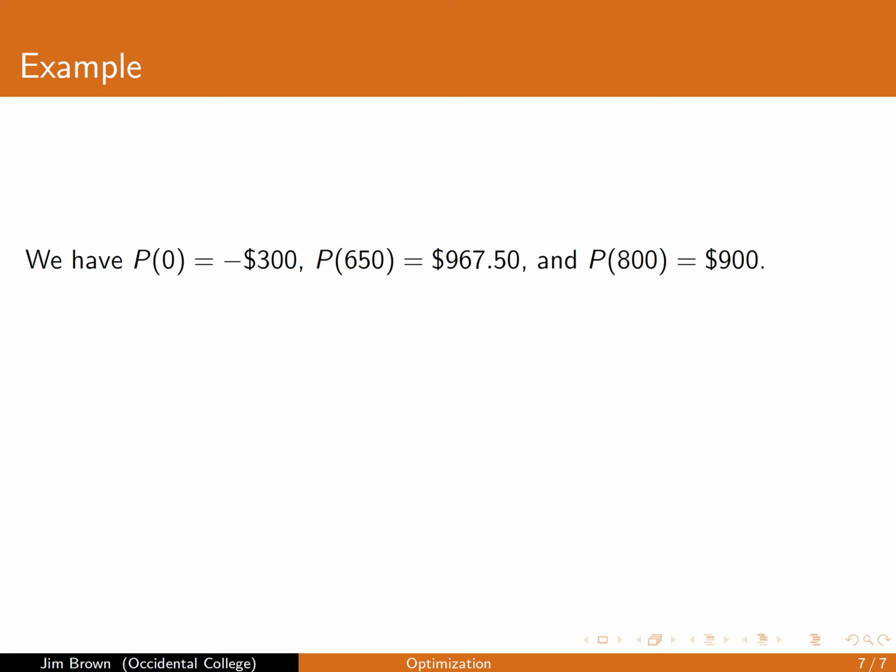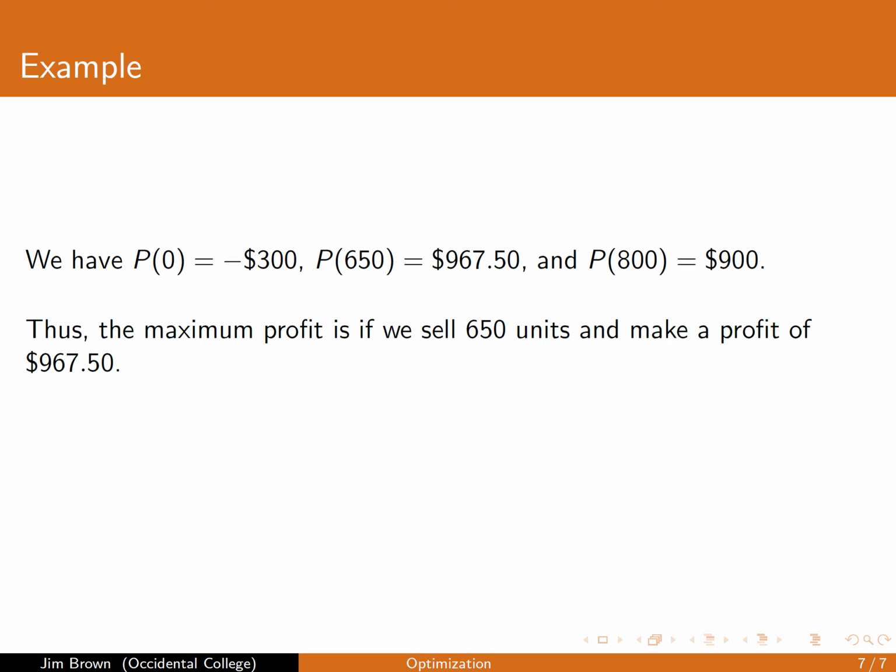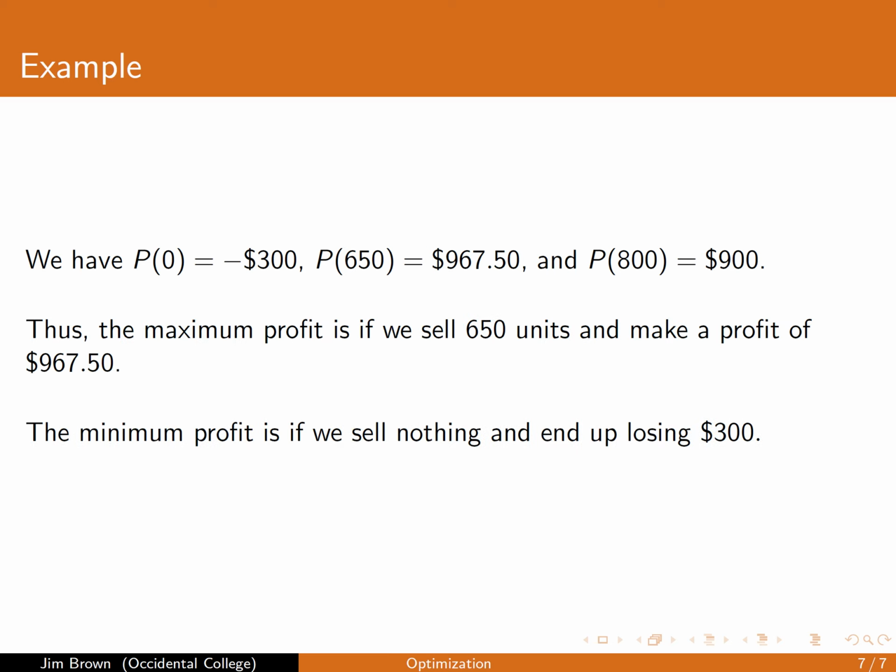P of 650 is $967.50, and P of 800 is $900. So that tells us producing 650 of our product is going to give us our maximum possible profit. Producing 0 of them would give us our absolute minimum possible profit, where we would have a loss of $300. And so that's how we can apply optimization to look at a problem in economics.